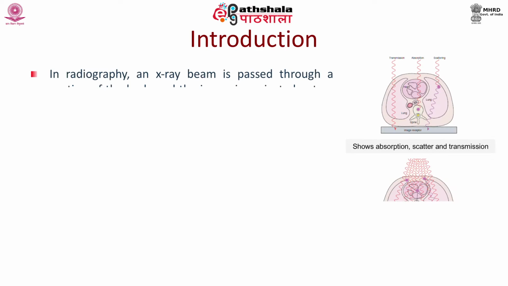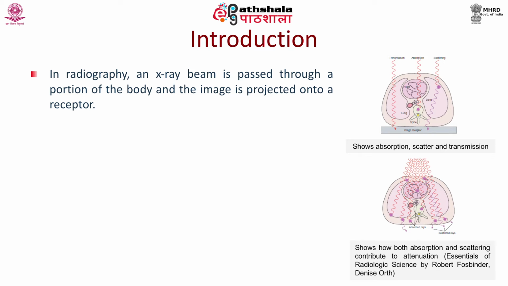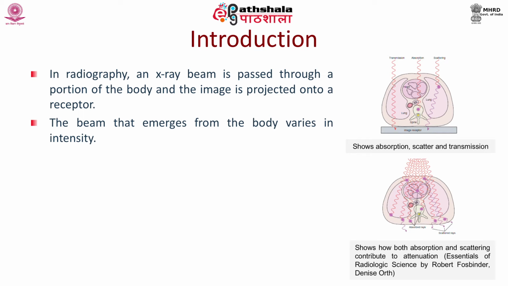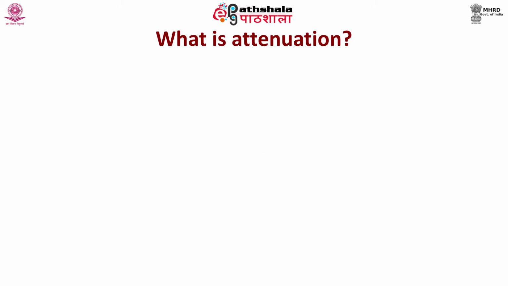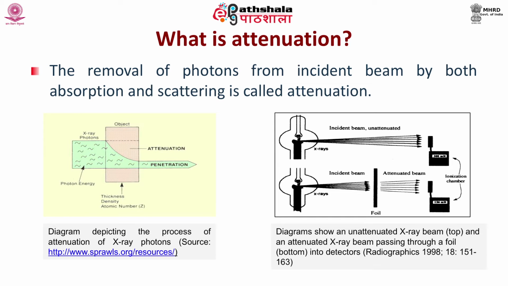In radiography, an X-ray beam is passed through a portion of the patient's body and is projected on the receptor. The beam that emerges out of the body varies in intensity. This variation in intensity is caused by the attenuation of X-rays. Now, what is attenuation? The removal of photons from the incident beam, either by absorption or by scattering, is called attenuation. The phenomenon of attenuation has been explained in the diagram.